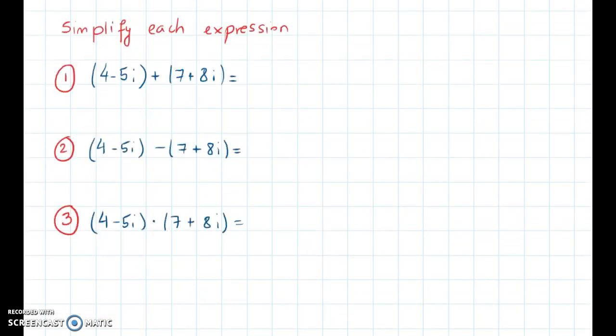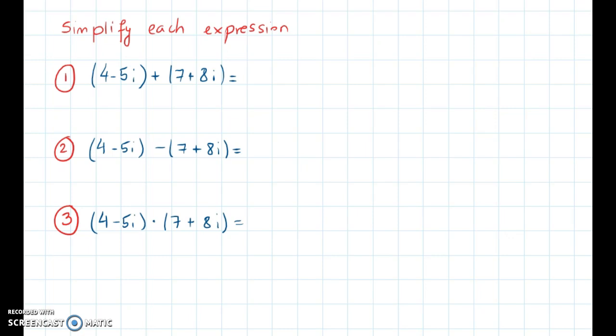We finish this video by seeing some examples. So we have two complex numbers. We want to sum them, subtract them, and multiply them. So I think you should pause your video here and try to see if you can do this by yourself. Let's see if you got it correct.